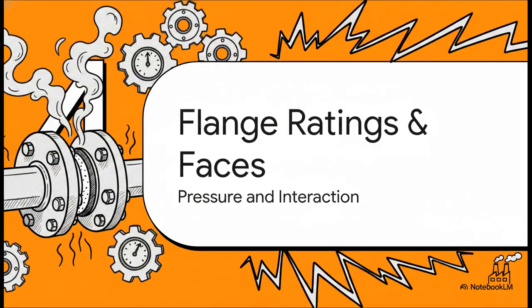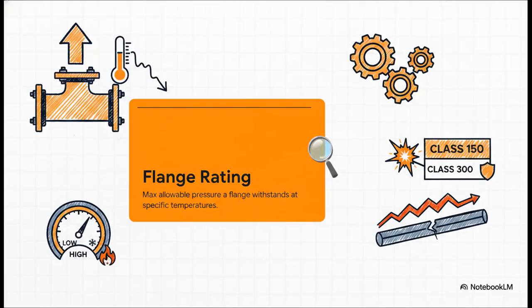Flange ratings and faces. Now, choosing the shape of the flange is really only half the battle. We also have to factor in the intense pressures of an industrial plant. So the absolute crucial point here is understanding the flange rating. You'll often hear engineers throw around terms like Class 150 or Class 300. This rating isn't just a random number. It's a rock-solid guarantee of safety. It dictates the maximum allowable pressure the metal can safely handle at a specific operating temperature.